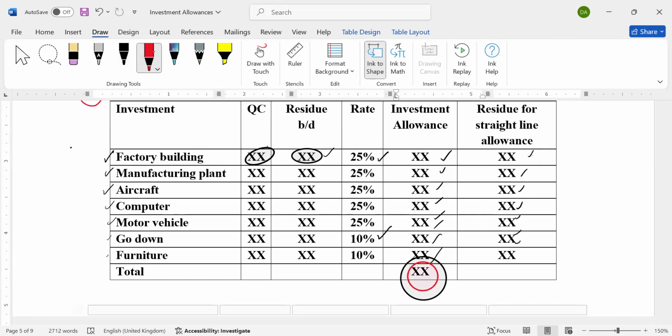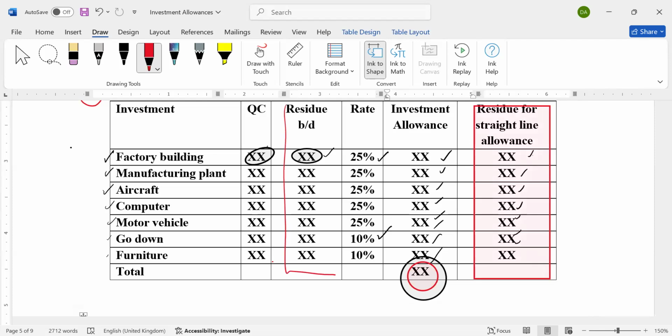A question. Yes. Okay, when you're using that method, when you're getting this last column, the residue for straight line allowance, which figure do you use? These columns are not very important. We may even omit this one here and also omit this, and we are still okay. We just go with the qualifying cost, the rate of investment allowance, the investment allowance itself. And we go with it.